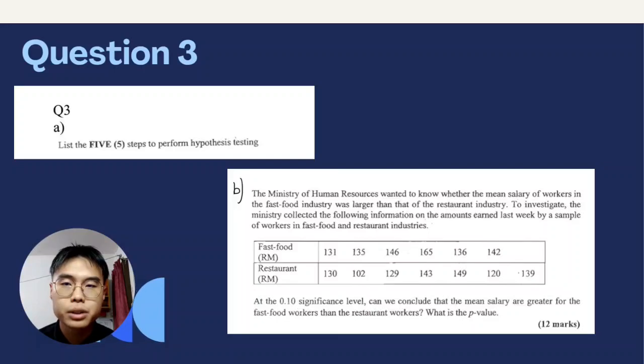Now I will discuss question 3, which has parts A and B. The A question wants us to list the 5 steps to perform the hypothesis testing. And the B one gives the information and wants us to conclude whether the mean salary is greater for the fast food worker than the restaurant worker, given the 0.10 significance level, and compare the p-value.